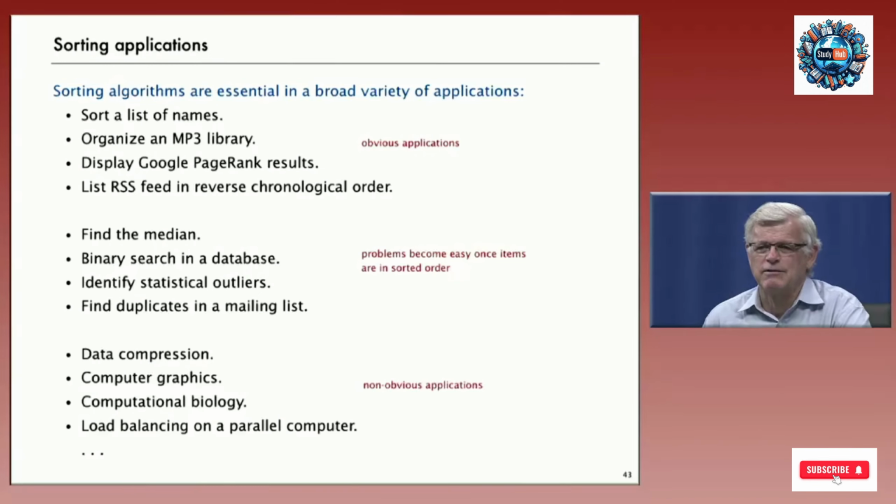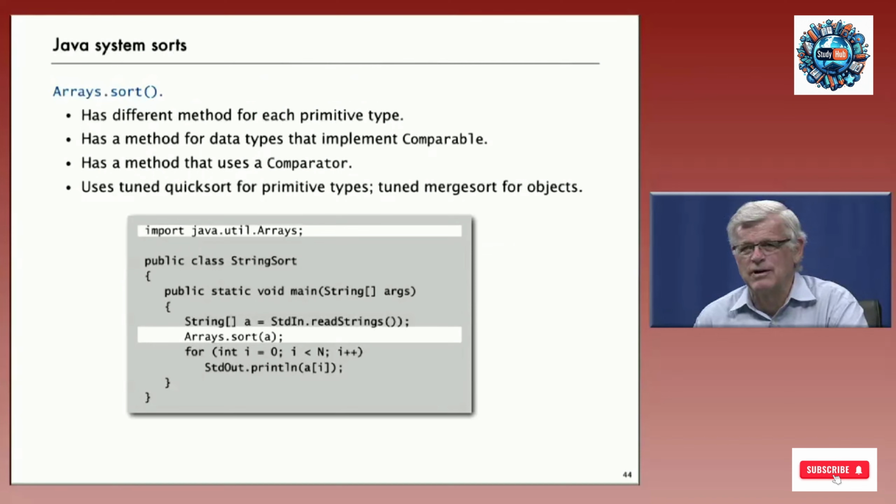And then there are plenty of applications that we'll see later in this course, like data compression or computer graphics, like finding the convex hull, applications in science such as computational biology, or in systems development, where having an efficient sort is absolutely crucial. So because there are all these applications, most programming systems have a fast sort as an important part of their infrastructure. And Java is no exception.